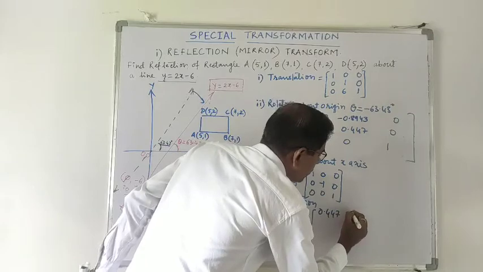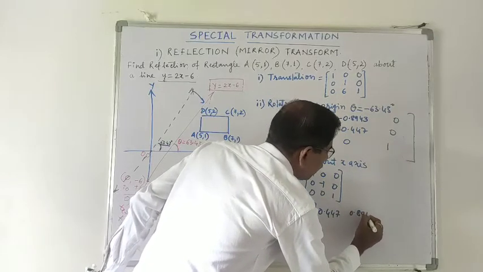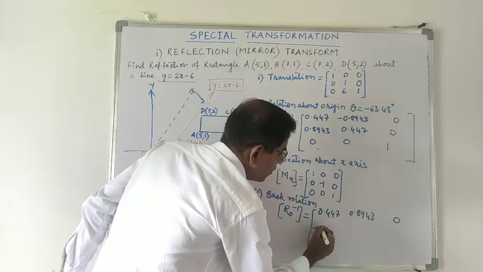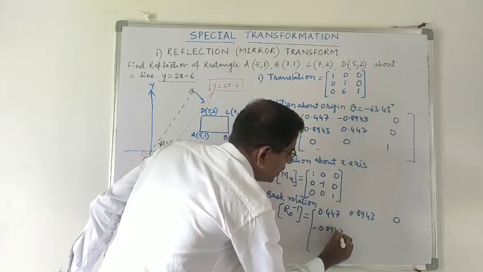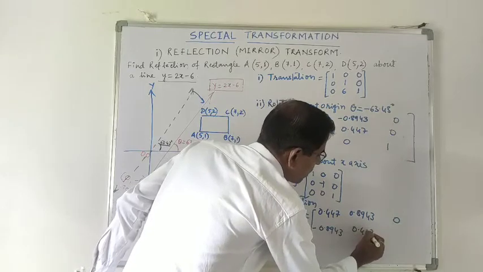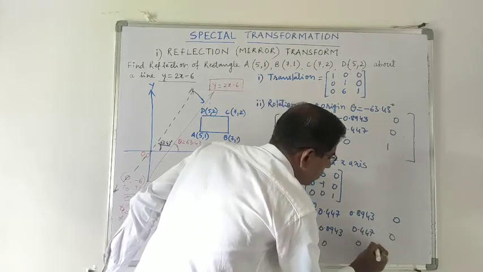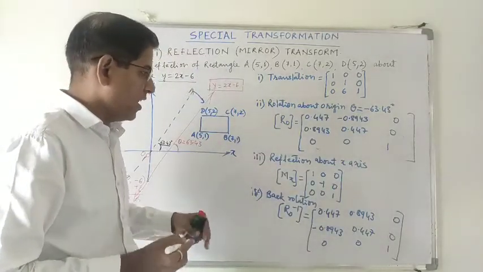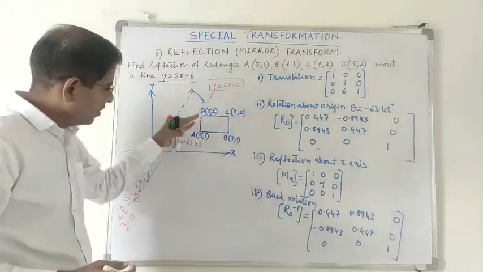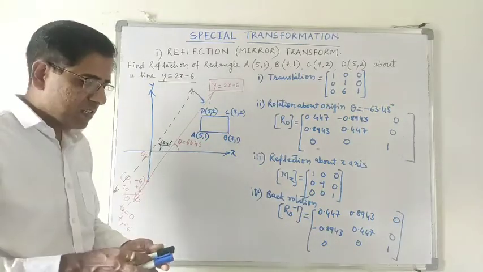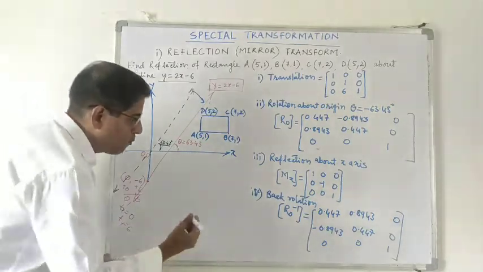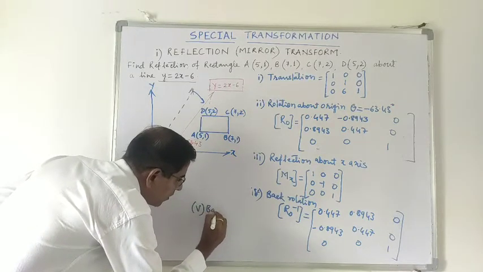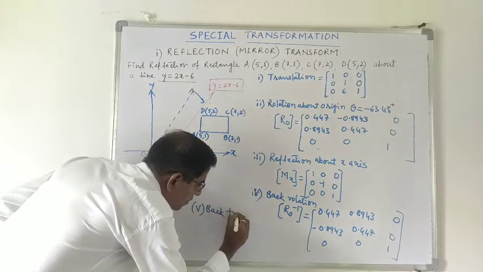Okay, so the back rotation matrix would be 0.447, 0.894, 0, minus 0.894, 0.447, 0, 0, 0, 1. Okay, this is back rotation. And after back rotation, the last one is back translation. So the fifth one is back translation.